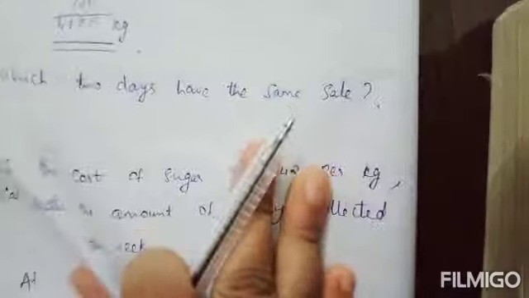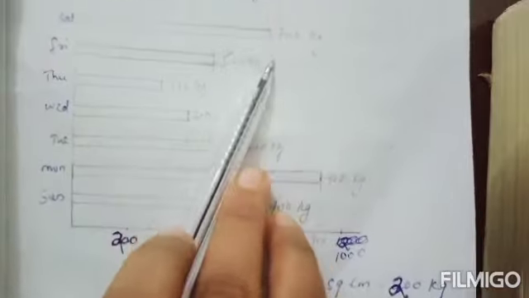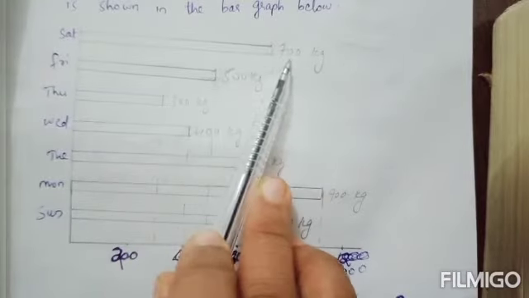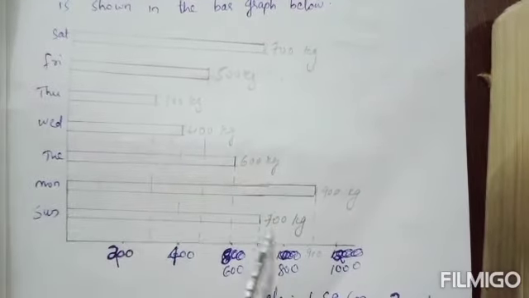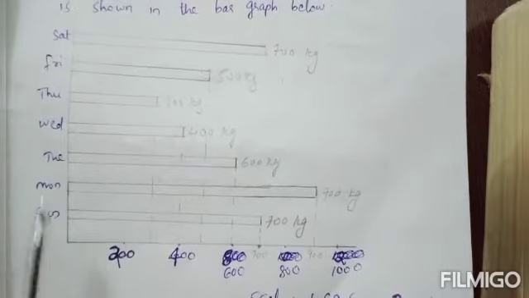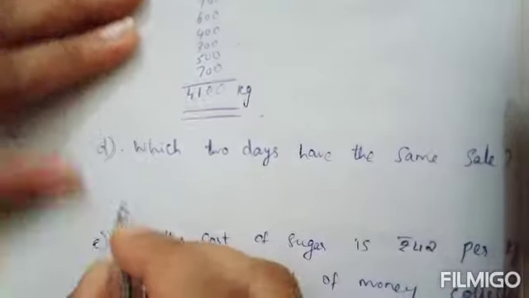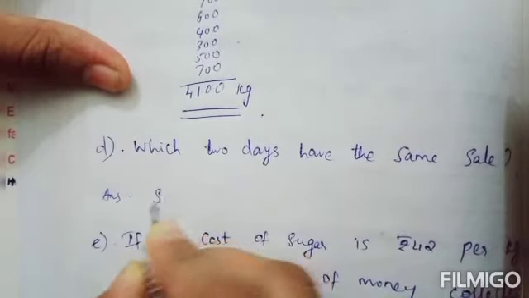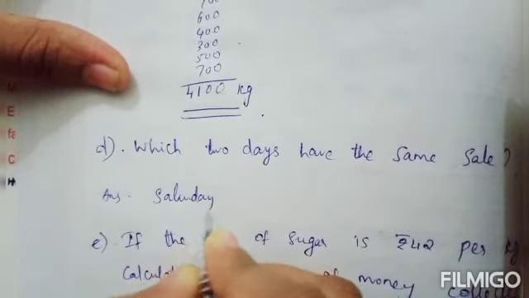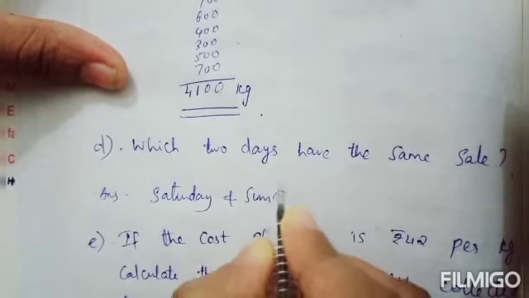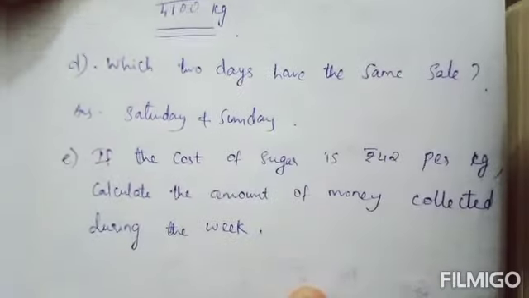Now, which 2 days have the same sale? From the graph itself you can find that on Saturday 700 kilogram, and Sunday also 700 kilogram. So the answer is Sunday and Saturday. You can write the answer here: Saturday and Sunday. These 2 days have the same sale.